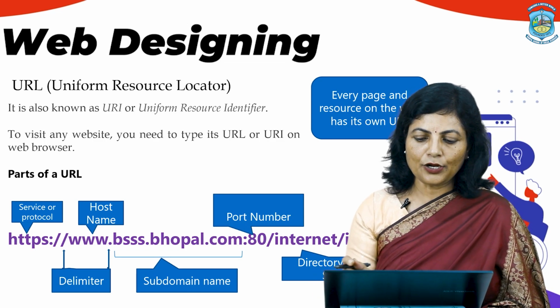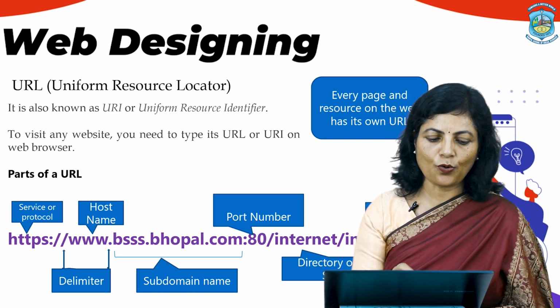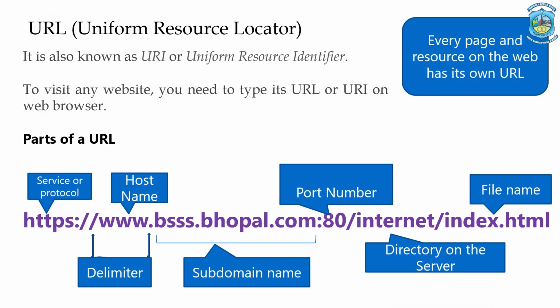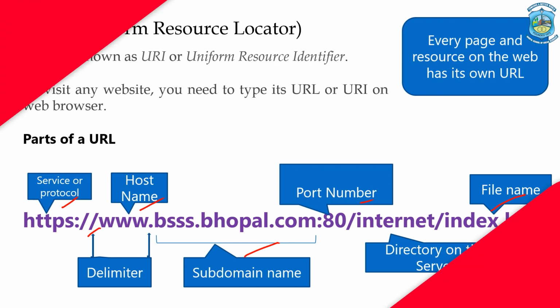www.bsssbhopal.com, and as you can see, this URL has several parts like service or protocol, host name, subdomain name, port number, directory on the server and file name. You can see that each part of the URL has been divided with delimiters, that is forward slash and dot. And every page and all the resources which are available on the internet have their own URL.